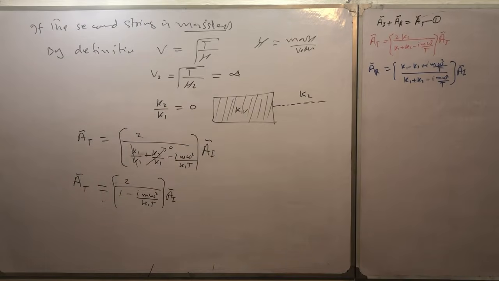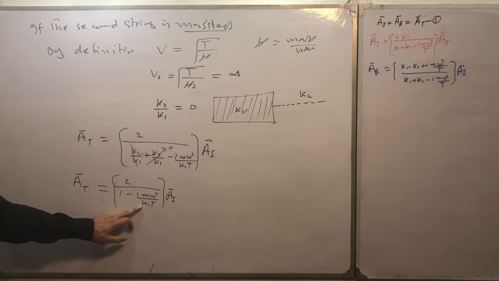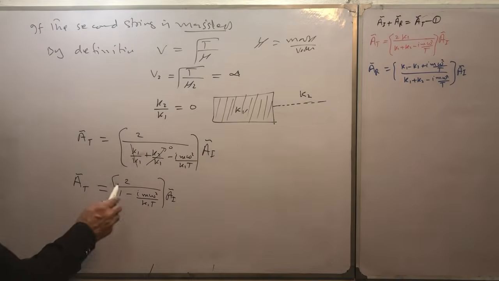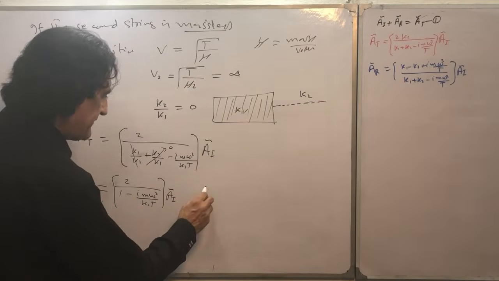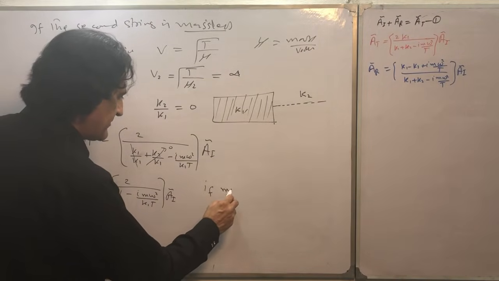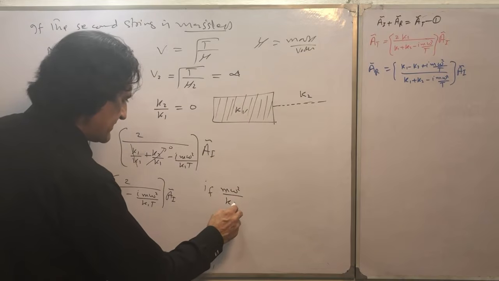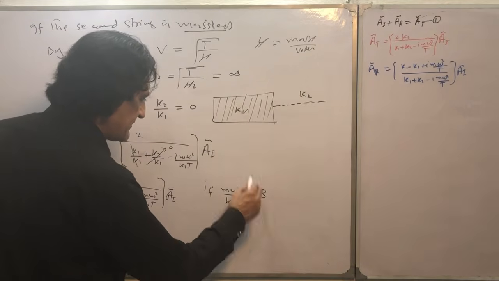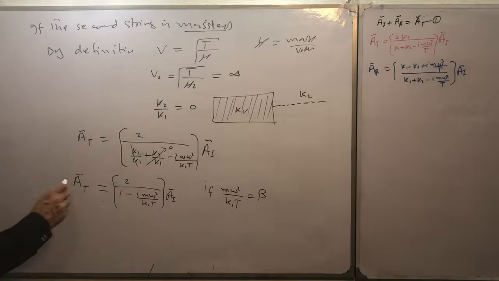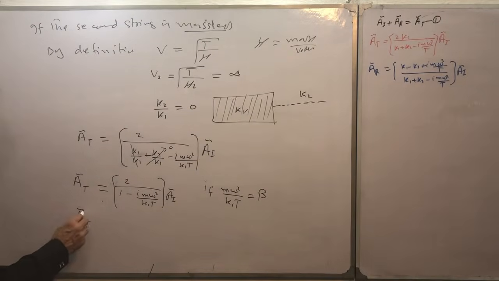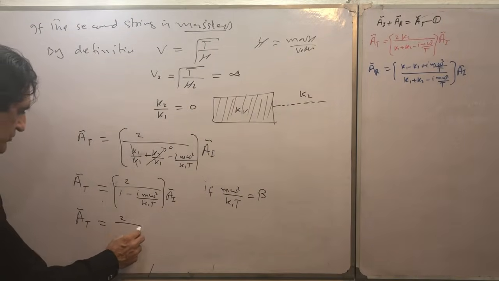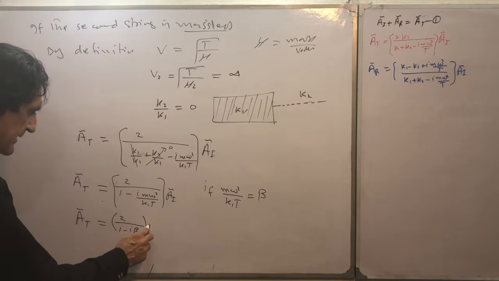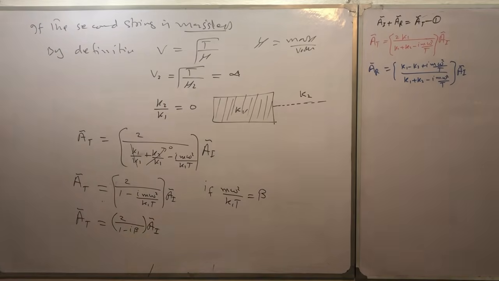And let's suppose this term, m omega square divided by k1 T, is beta. Then this AT must be equal to 2 divided by 1 minus iota beta, and AI.